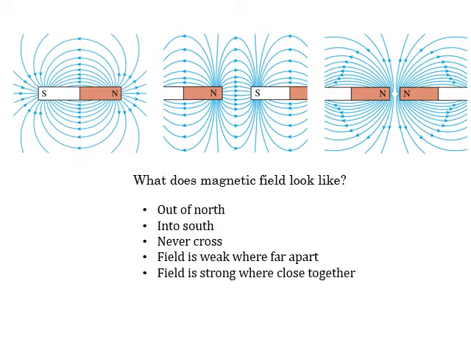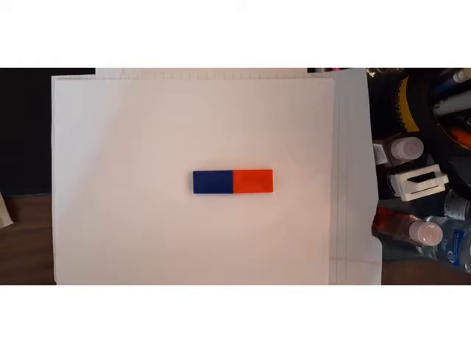This is just a summary where I've borrowed some nicely drawn images from the textbook. We see that the magnetic field lines go out of a north into the south. Magnetic field lines never ever cross because a field can't have two directions at the same time. Magnetic fields are weak where the lines are far apart, and the magnetic field is strong where the lines are close together.